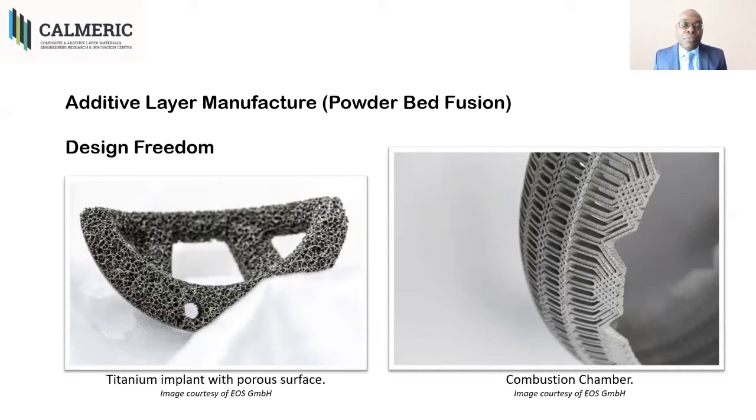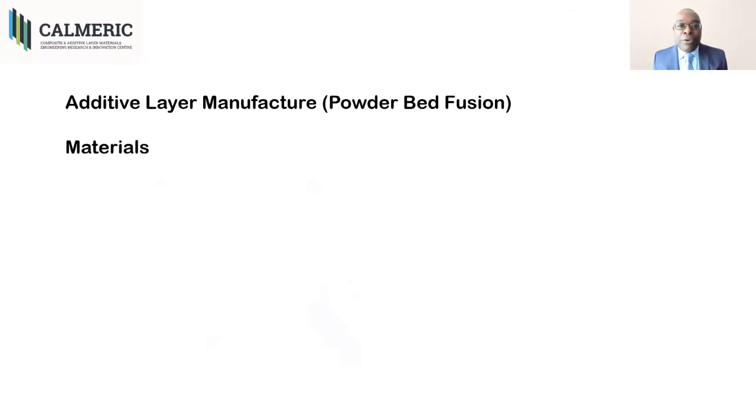In addition, the designer or the design engineer can build parts with high specific strength or high specific stiffness in various areas of the components. And again, this was something that would be near on impossible with traditional manufacturing methods. So additive layer manufacture can give you that competitive advantage. Let's move on to our next topic of materials. And with additive layer manufacture, we can use some very exotic materials.